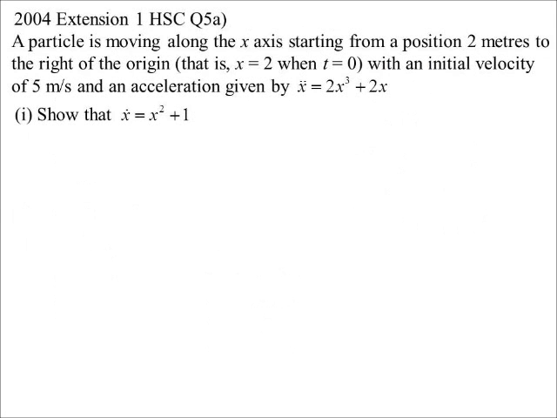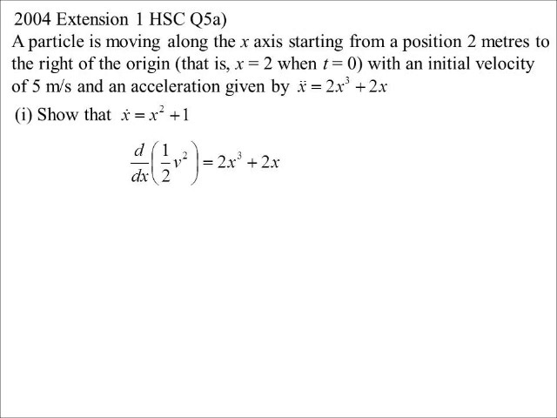All right, so an HSC question. A particle moving along the x-axis, as we love to do, position 2 meters to the right, and just in case we can't interpret that, they've helped us out there. That is x equals 2 when t equals 0. Initial velocity 5 meters per second. Acceleration is 2x cubed plus 2x. We've got to show velocity is x squared plus 1.